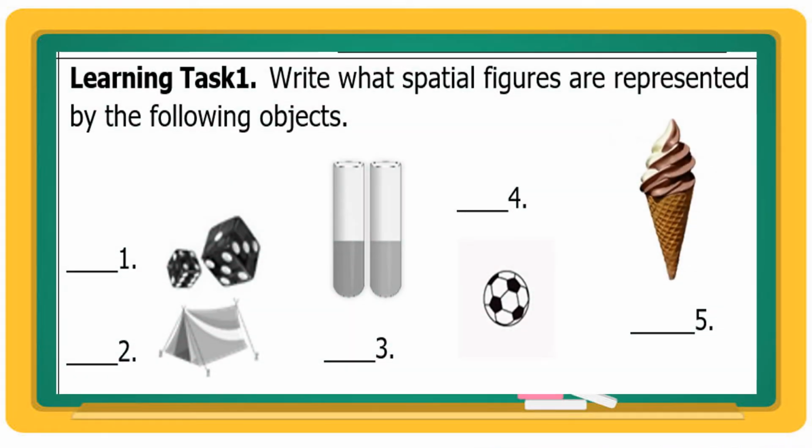Okay, so let's do learning task number 1. Write what space figures are represented by the following objects. Okay, so let's identify number 1. What do you think is the answer? Okay, that is a cube. Number 2, prism. Number 3, sphere. Number 4, cylinder. And number 5, cone.